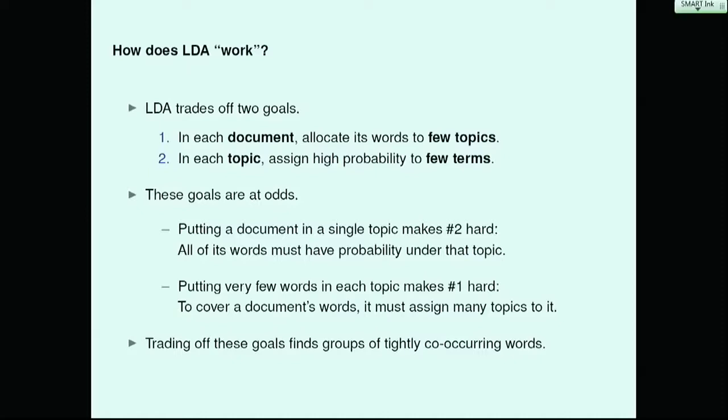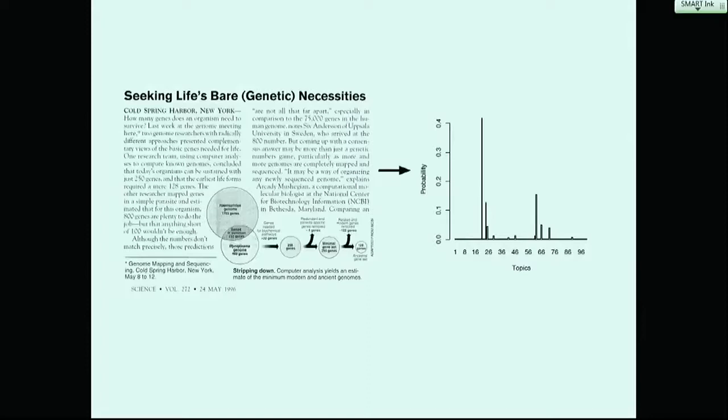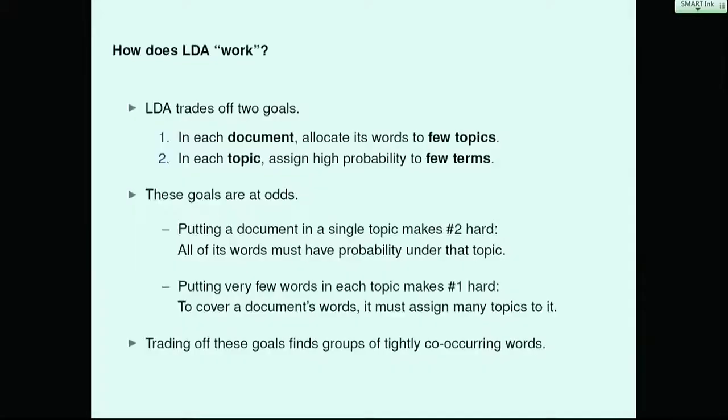First, in each document, it wants to allocate its words to very few topics. In other words, this sparse representation of the document is no coincidence. It's a byproduct of the nature of the posterior itself. That's the first goal. And the second goal, mirroring what it wants to do for documents, in each topic, it wants to assign high probability to few terms. This has nothing to do with hyperparameters, by the way. This has to do with the likelihood structure of the model.